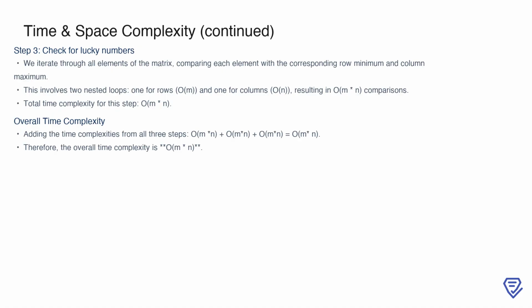When we sum the time complexities of the 3 steps, m*n for the row minimums, m*n for the column maximums, and m*n for checking lucky numbers, we get a total time complexity of m*n. This confirms that the solution is linear with respect to the number of elements in the matrix.